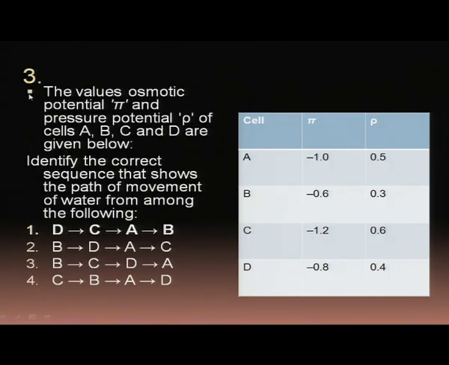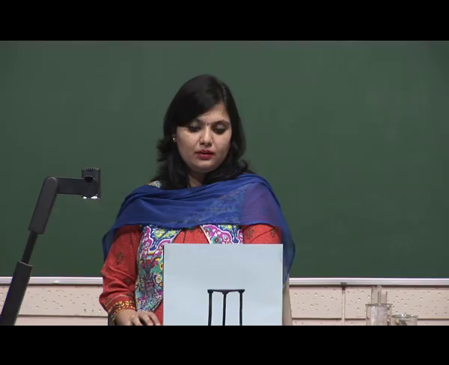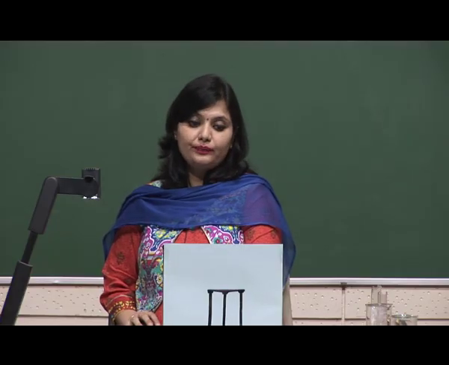Now, in this, the values of osmotic potential and pressure potential of 4 cells have been given, and you have to identify the correct sequence that shows the path of movement of water from among the following. So, calculate and find out the path of movement of water.